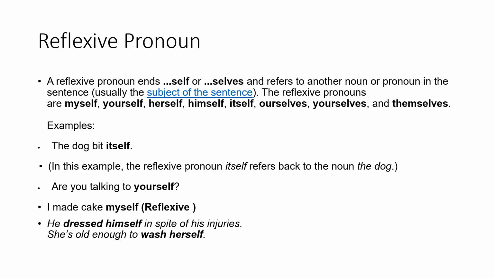Reflexive pronouns. A reflexive pronoun ends with the word self, or selves if it's plural, and refers to another noun or pronoun in the sentence, usually the subject of the sentence. The reflexive pronouns are myself, yourself, herself, himself, itself, ourselves, yourselves, and themselves. Here are a few examples. The dog bites itself. In the example, the reflexive pronoun itself refers back to the noun the dog.